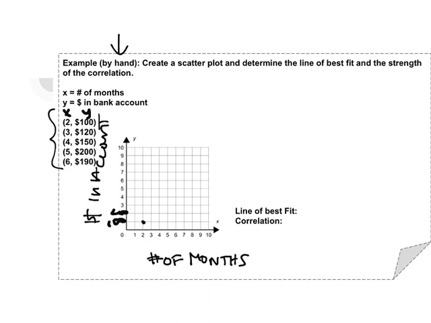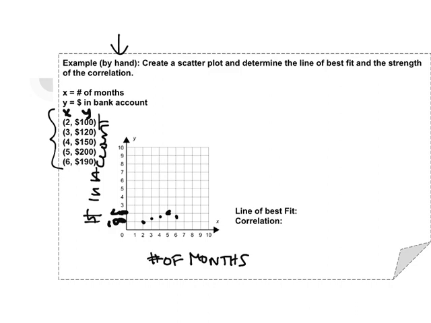Then I'm at 3, and I'm going to go up to 120, so it's going to be a little bit lower than the 200. And then 4 is at 150, so we should be in the middle. It's okay if they're not exact, you guys. 5 is at 200. And then 6 is almost a little bit at 190. Okay, so there's our dot plot there.